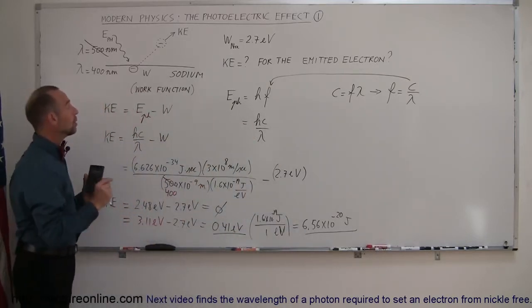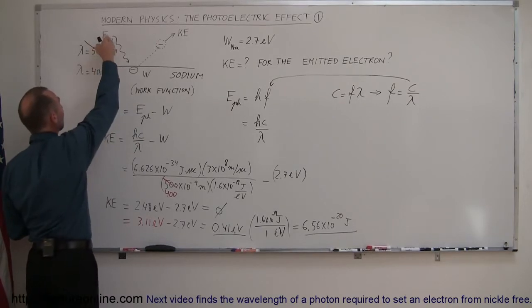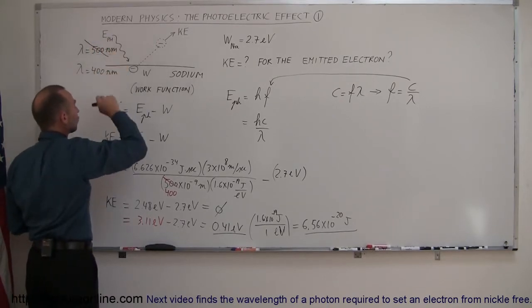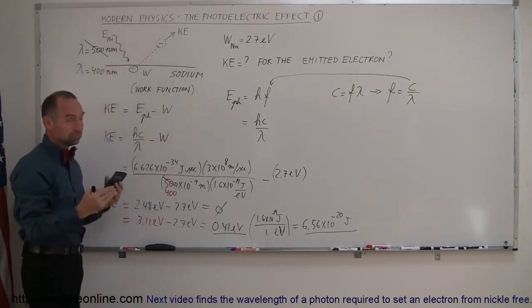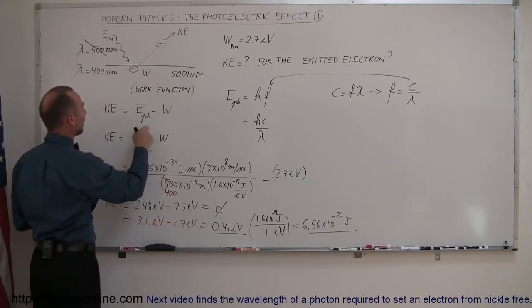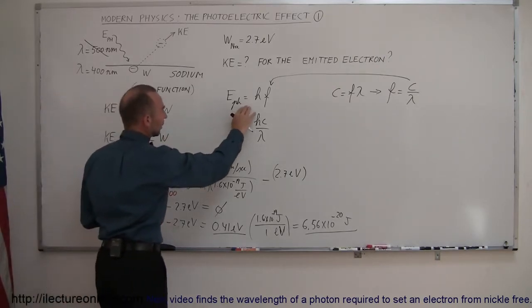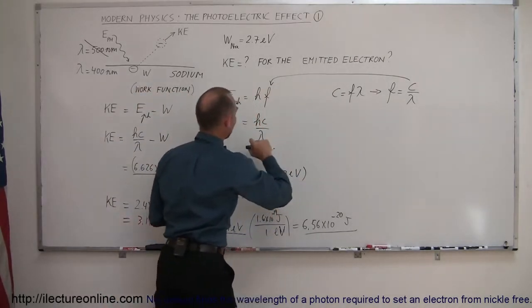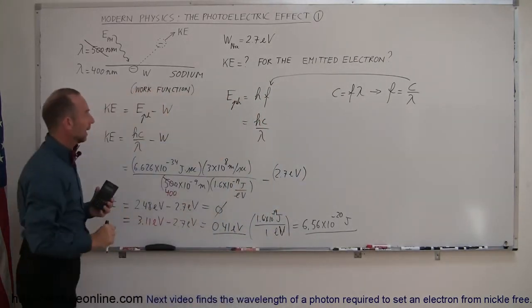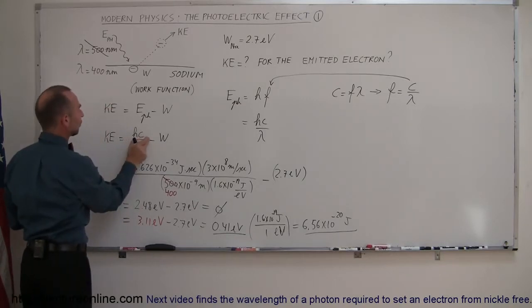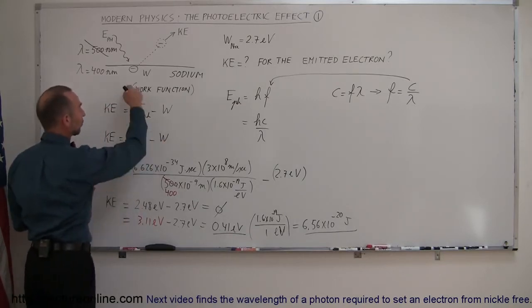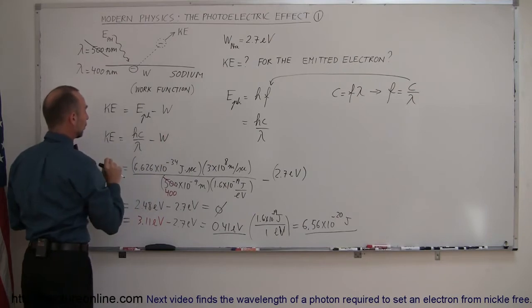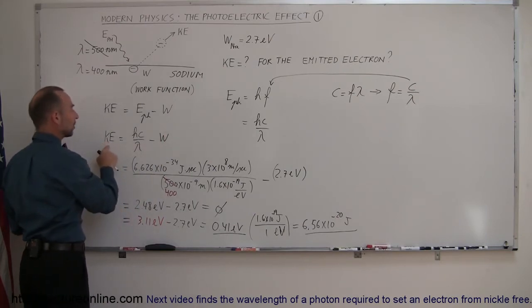And then we know that if the photon has sufficient energy to overcome the work function, then of course the energy of a photon can be calculated as Planck's constant times the frequency, which can also be expressed as hc over lambda. So this is the energy within the photon. We subtract from that the energy required to set the electron free, the work function. The remainder is the kinetic energy.